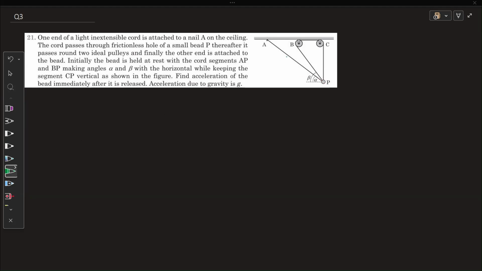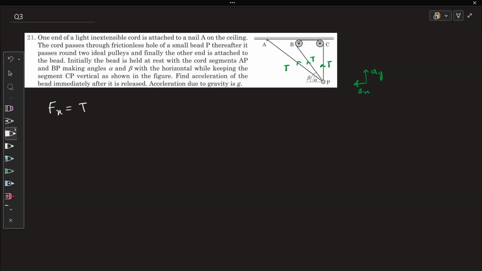Now, as it is a single inextensible string, the tension here would be T, here also it's T, and here also it is T. Now, the acceleration would be ay in this direction, ax in this direction. Now, let's write the force equations.